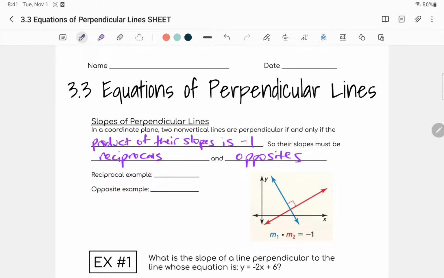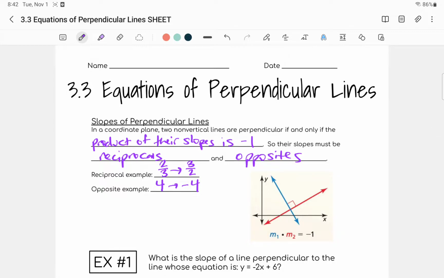So again, for them to have a product of -1, they have to be reciprocals, because reciprocals multiply to 1. And then it has to be opposite, negative and positive, because you want it to multiply to -1. So just as an example, the reciprocal of 2/3, we just flip the numerator and denominator, so that becomes 3/2. So those are reciprocals. And then the opposite of, let's say, 4 would be -4. So as long as we make them reciprocal and opposite, then we should be good to go.